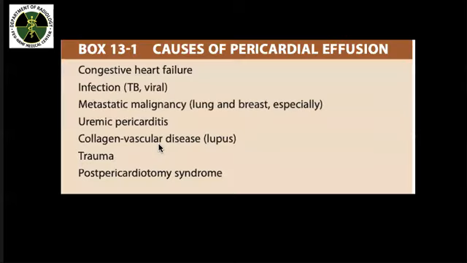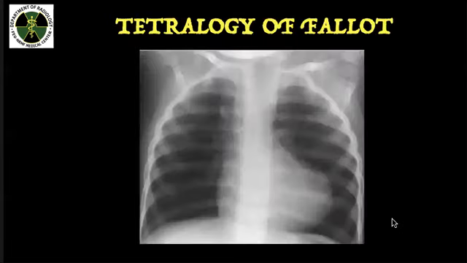So what are the causes of your pericardial effusion? It can be congestive heart failure, infection, which can be bacterial or viral, metastatic malignancy, lung and breast especially, and then uremic pericarditis, collagen vascular disease, trauma, and post-pericardiotomy syndrome. So these are the causes of your pericardial effusion.